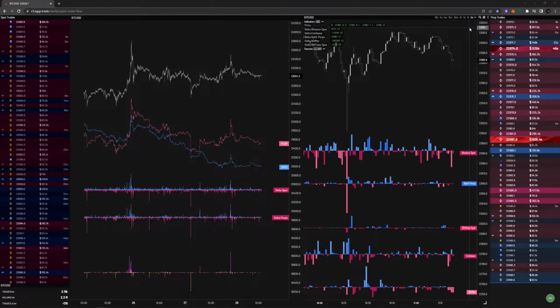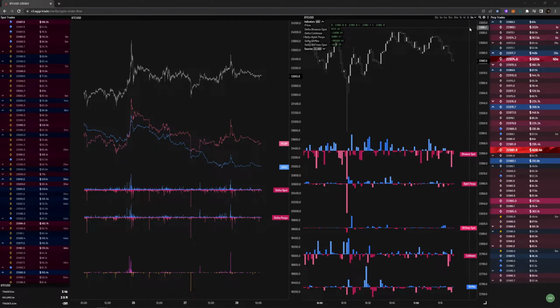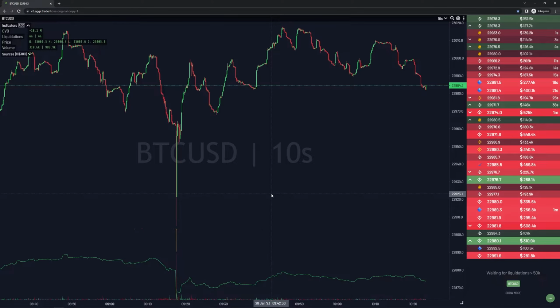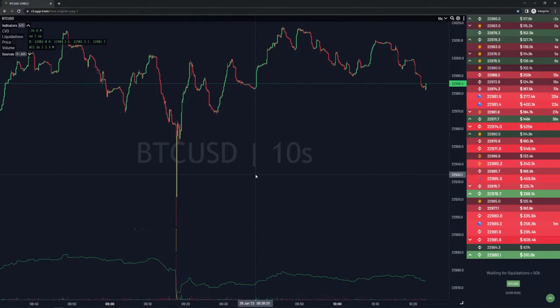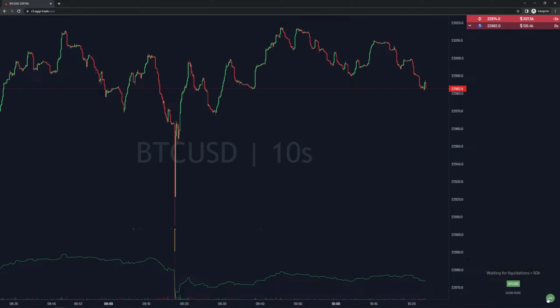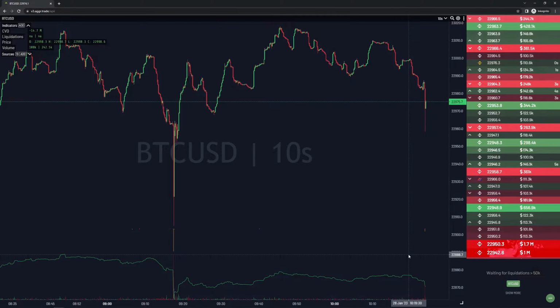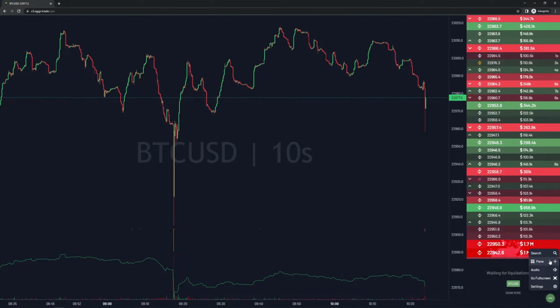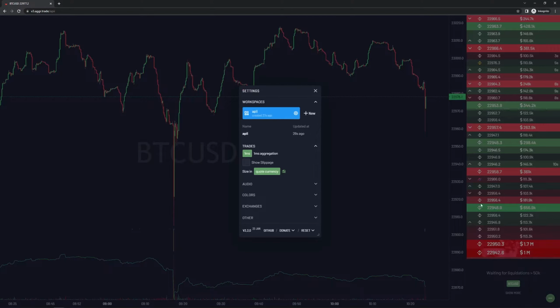If you open AGGR Trade for the first time, it won't look like this. It is more likely going to look something like this, and that is completely normal. We're going to change this right now. In the video description is a link to a template. You need to download that template and put it into this software.